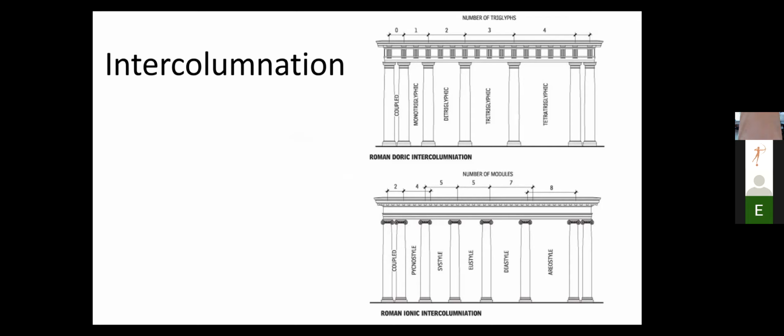What I'm going to show you is that Greek architecture really couldn't span that far because, of course, they're using stone and marble for the beams above the columns. So there's different terminology based on how many columns space. If you look at the bottom right, which says Roman Ionic intercolumnation, you can see that the terminology is based on the number of diameters, or of course, the spacing of the triglyphs in between each column.